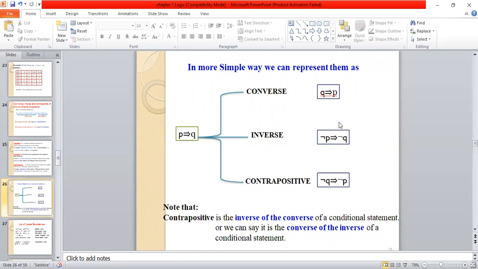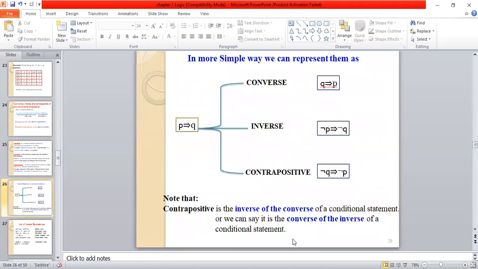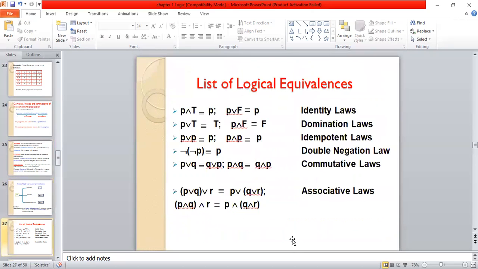So we apply converse on the inverse, or we apply inverse on the converse. So the contrapositive is the inverse of the converse of the conditional statement, or we can say that it's the converse of the inverse of the conditional statement. So this is how to apply or find the converse, inverse, and contrapositive of a given conditional statement. The other one is a list of conditional equivalences.